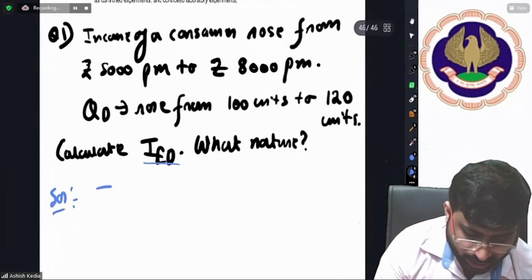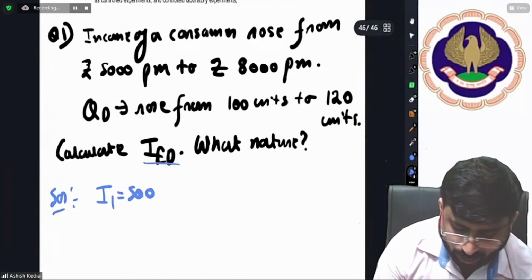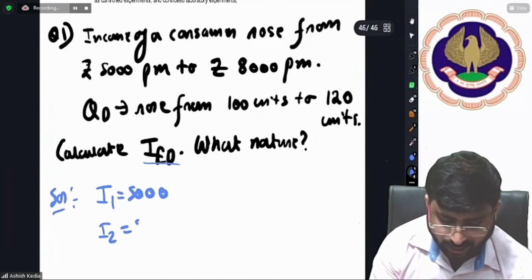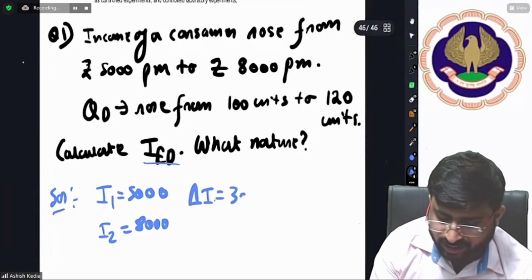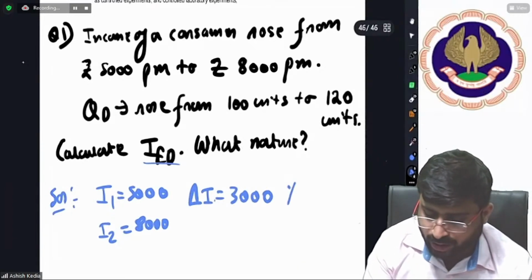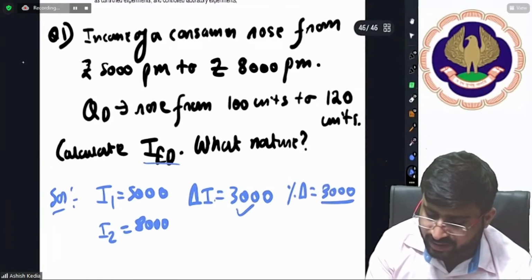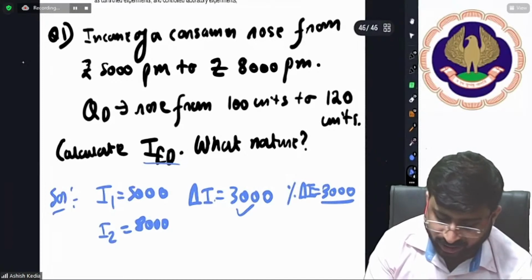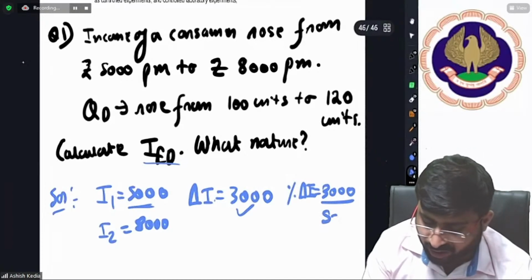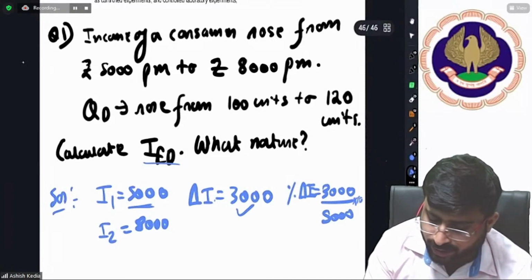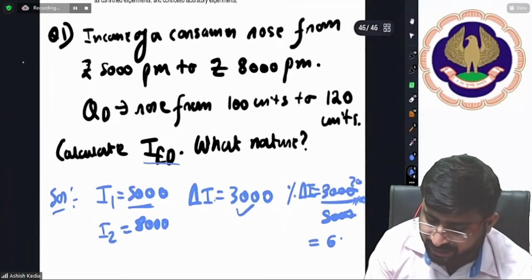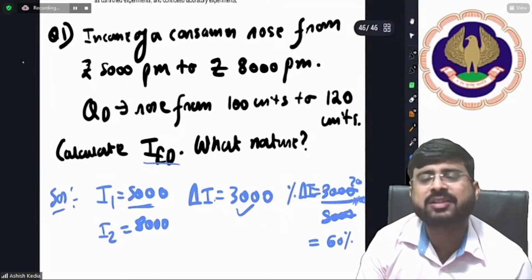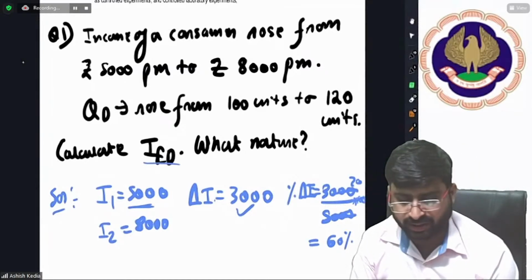What was the original income? 5,000. What is the new income? 8,000. So what is the change in income of the consumer? Income has risen by 3,000. Can you calculate the percentage change? Change is 3,000, divided by the original income 5,000, into 100. So income has risen by 60%. We have got this much.